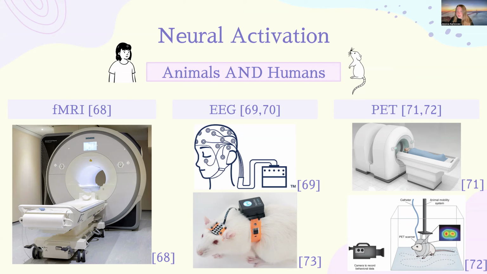For behavioral research, it's important that the subject can behave as naturally as possible during these scans. This is especially challenging with animals because we can't instruct them to stay still or follow directions inside the machines. As a result, researchers are constantly developing new systems that allow animals to move more freely while brain activity is being recorded, and we can see examples of this in the EEG and PET sections on this slide.